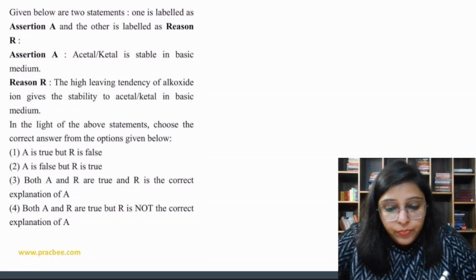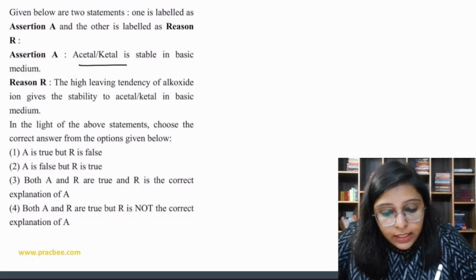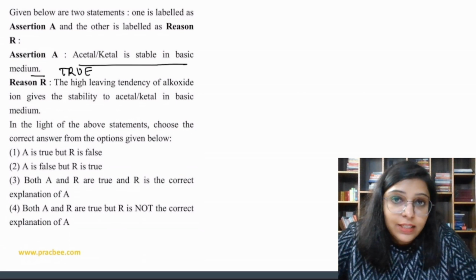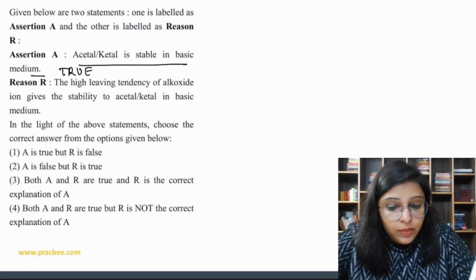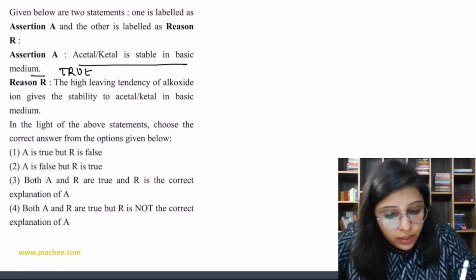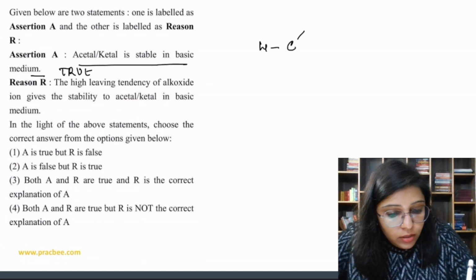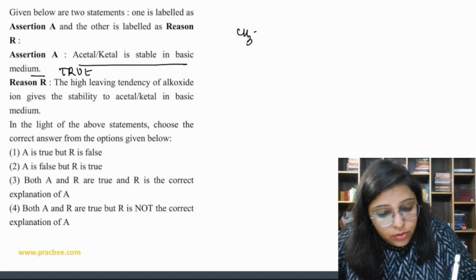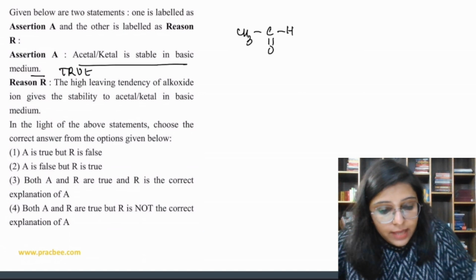Assertion A: acetal and ketal are stable in basic medium. It is true. Why? Because acetal and ketal are unstable in acidic medium. So acetal, we have CH3, or we can write HCOCH3, right? OCH3, and then let me write completely. So CH3, C double bond OH, so acetal.